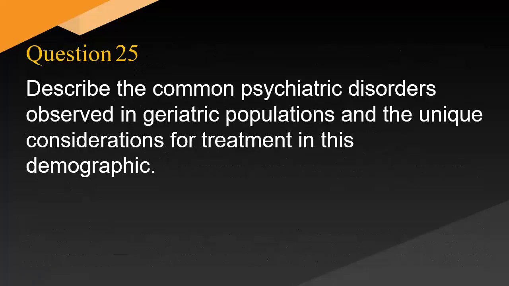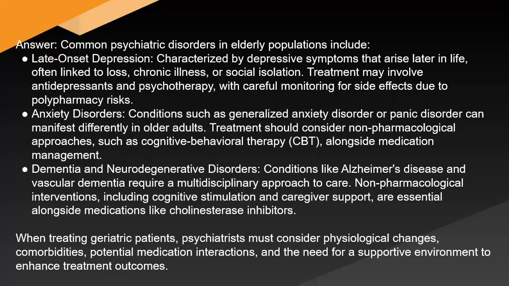Describe the common psychiatric disorders observed in geriatric populations and the unique considerations for treatment in this demographic. Answer: Common psychiatric disorders in elderly populations include late-onset depression, characterized by depressive symptoms that arise later in life, often linked to loss, chronic illness, or social isolation. Treatment may involve antidepressants and psychotherapy, with careful monitoring for side effects due to polypharmacy risks.